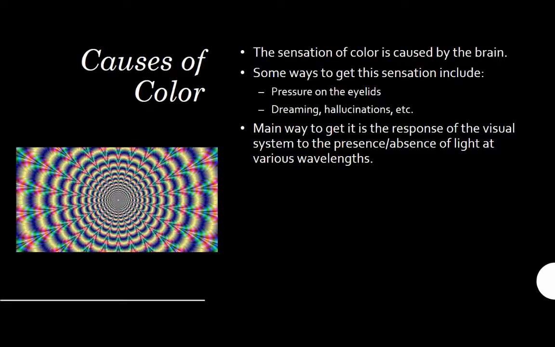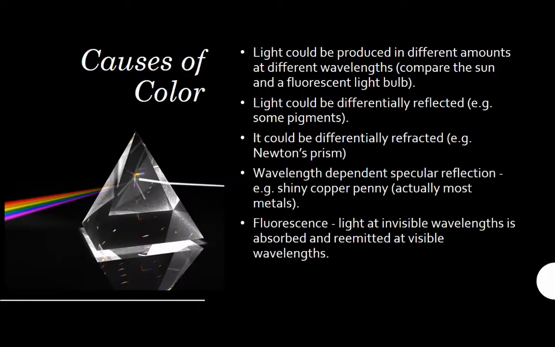You can actually create color on your own through pressure on the eyelids, through dreaming, through hallucinations. But the main way to get color, the way we typically think of color, is through the presence or absence of light of various wavelengths. Light could be produced in different amounts at different wavelengths compared to, say, the sun or a fluorescent light bulb. Light could be differentially reflected depending on what pigment we're using, the CMYK system or some other mixture. It could be differently refracted or bent depending on if it's going through a prism like you see here on the left.